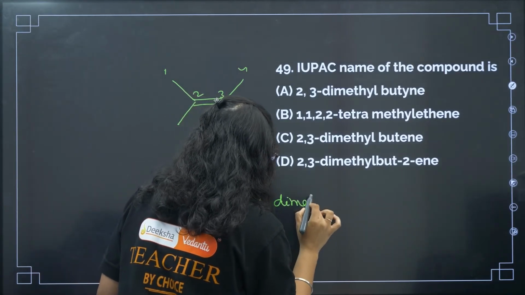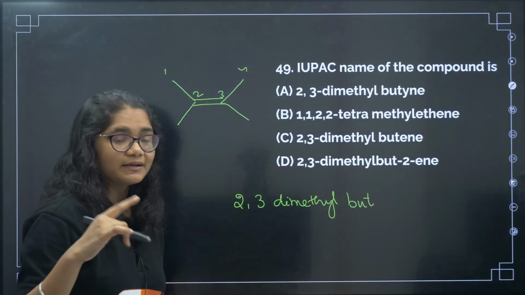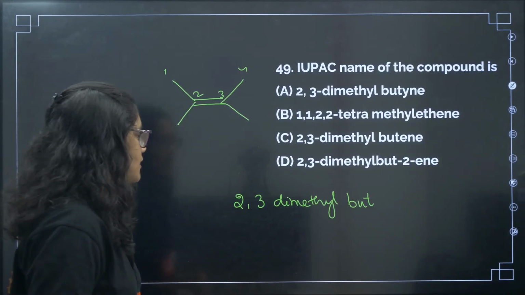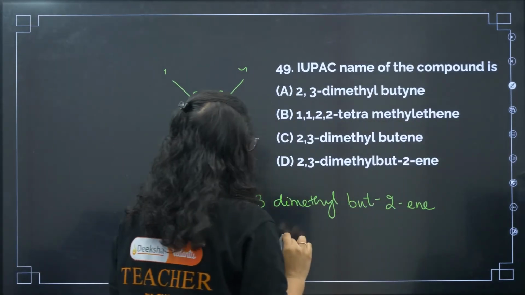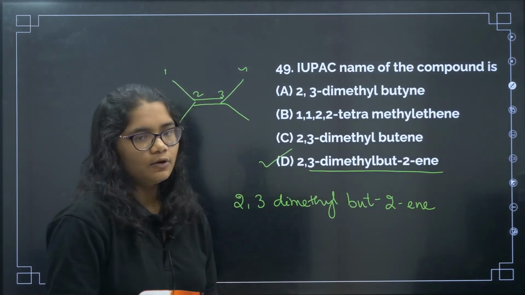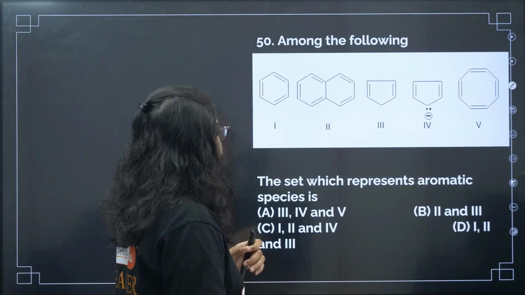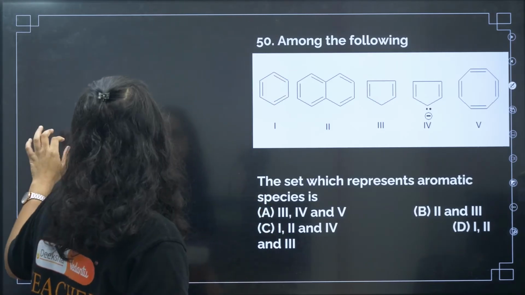2,3-dimethyl, and then butene, but we also need to mention the position of the double bond. That is on the second carbon, so it will be but-2-ene. So the correct answer for this question is 2,3-dimethylbut-2-ene, option D.